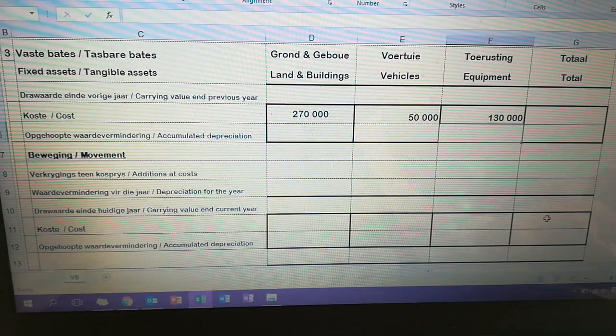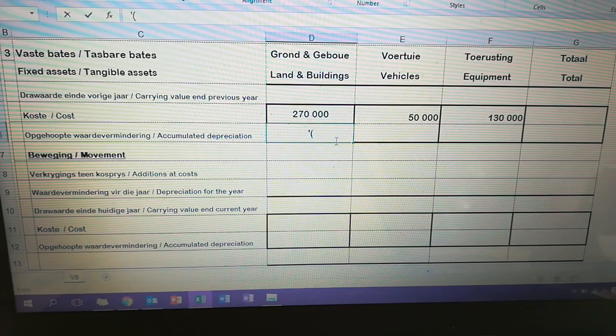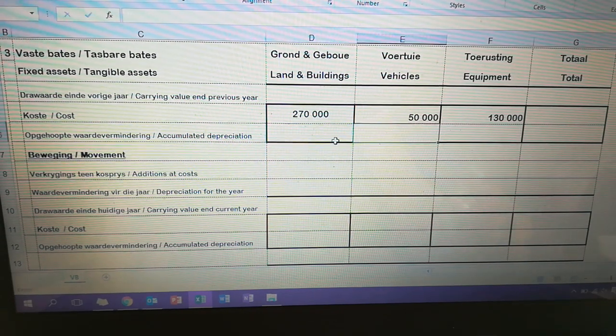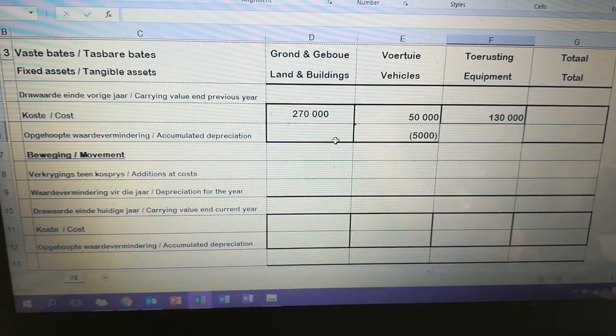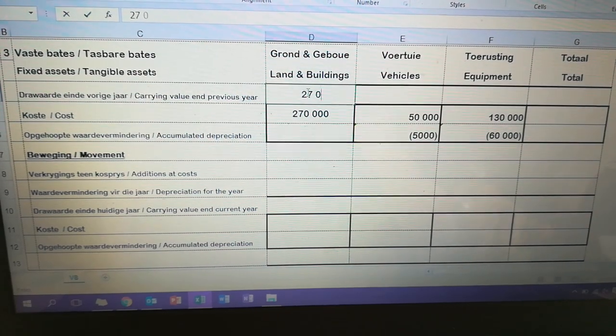Then they give us the accumulated depreciation. Now this is at the beginning of my financial year, as I still need to calculate my depreciation for this year. So they tell us that our vehicles' depreciation is 5,000 rand, and this will be in brackets because we are going to deduct. And then they will tell us that our equipment's accumulated depreciation is 60,000 rand. Alright, so all you're going to do now is say cost minus accumulated depreciation.